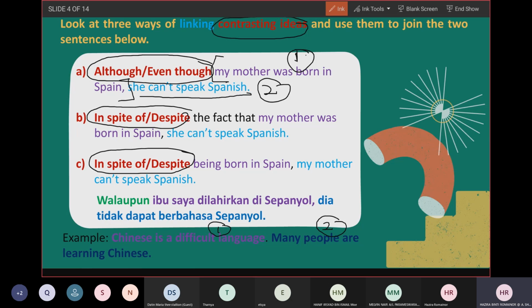Anyone want to try? You can switch on your mic and share with me your answer. Gunakan kata hubung yang sama seperti yang ditunjukkan di atas. What should we do, teacher, now? You have to combine the sentences in yellow color in your textbook. Combine into one sentence. Menjadi satu ayat sahaja. Dengan menggunakan kata hubung yang telah diberikan.